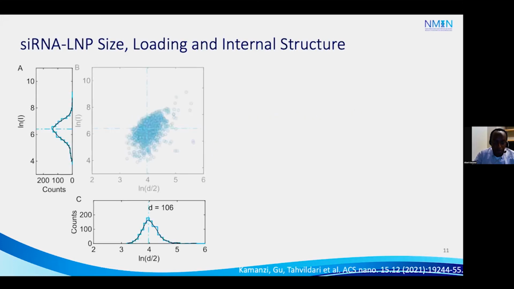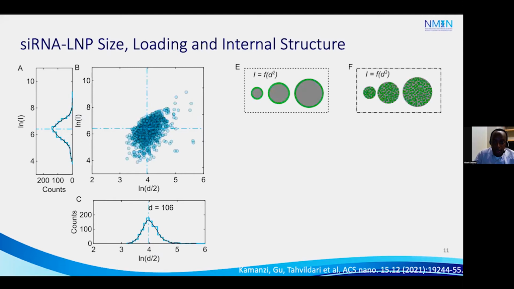Again, we get single particle measurements, build distributions of size and loading. And then, as mentioned, we expect a shell-like structure if the drugs are arranging themselves as a shell in the particle, while we expect a volume-like scaling of 3 on the log scaling plot if the dyes are fully distributed in the particle.